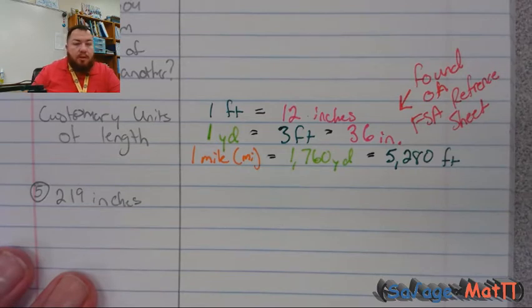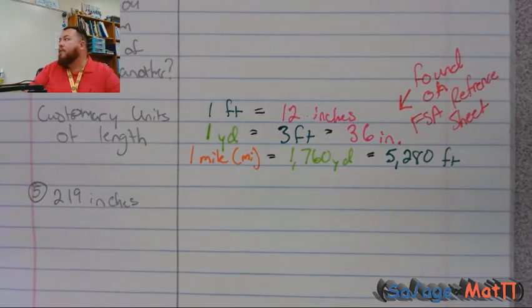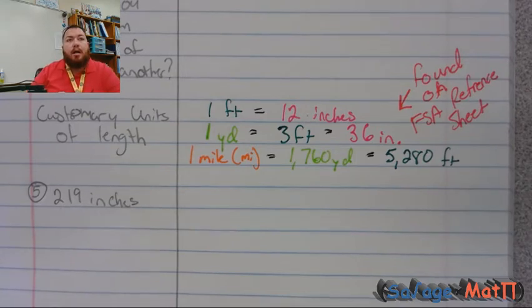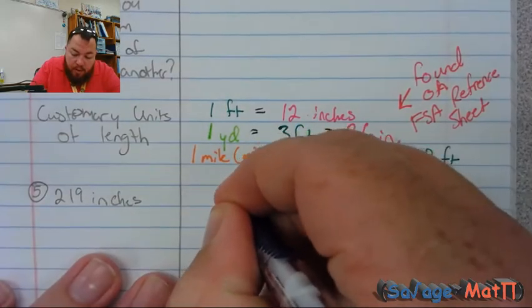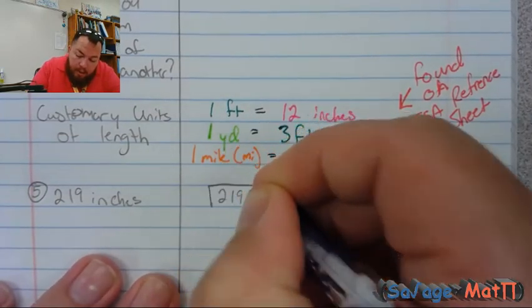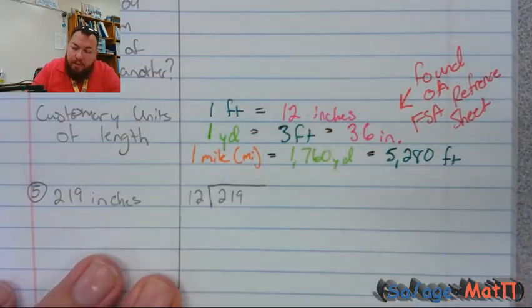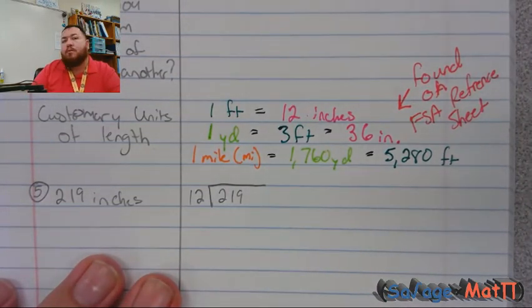So 219 inches, how can I find out how many feet are in 219 inches? How, Jeffrey? Divide them by what? I'm going to divide by 12. So I'm going to do 219 inches divided by 12. Why am I dividing by 12? Because there's what, Abby? 12 inches in a foot.